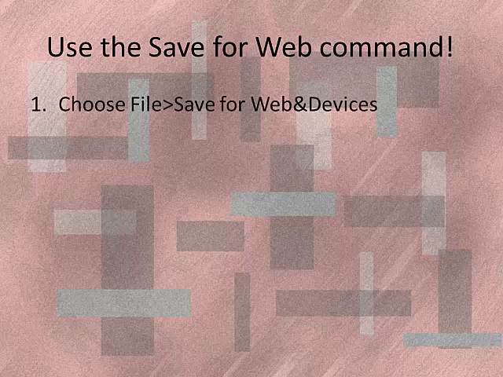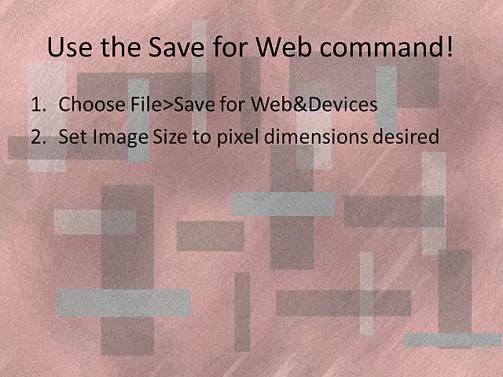First, you're going to choose File, Save for Web and Devices. File, of course, is the menu at the top, and about halfway down there's a Save for Web and Devices command. This will open up a dialog box, and in that dialog box you'll find the area to set the image size to the pixel dimensions that you want to use. Now, if you've done a crop previous to this, you may want to just set one dimension and leave the other one to itself.